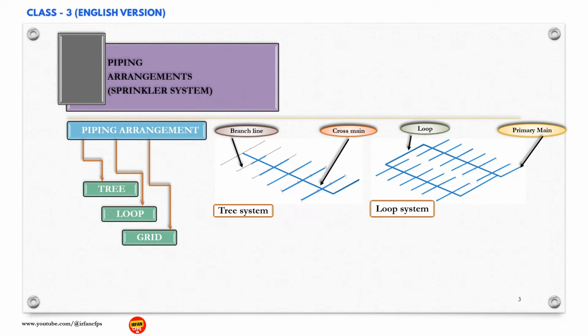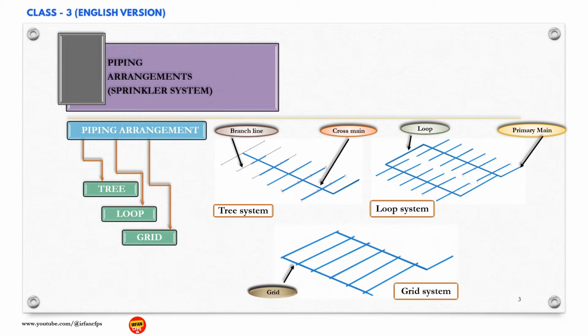Grid system is a system of branch lines interconnected by cross mains on both ends of the branch line. In this, sprinkler systems are connected to the two sides of the loop. It splits water supply into multiple paths. Grid systems can be used only for wet pipe sprinkler systems in order to provide a hydraulic advantage for systems with numerous branch lines by providing water flow to sprinklers from multiple directions.